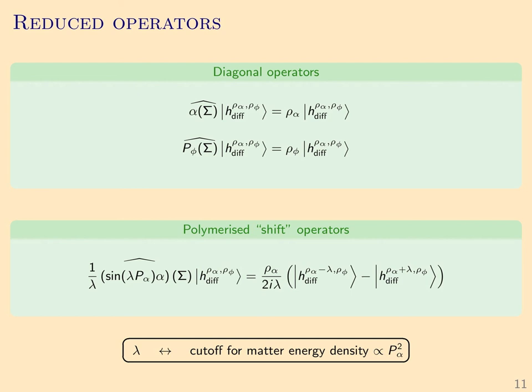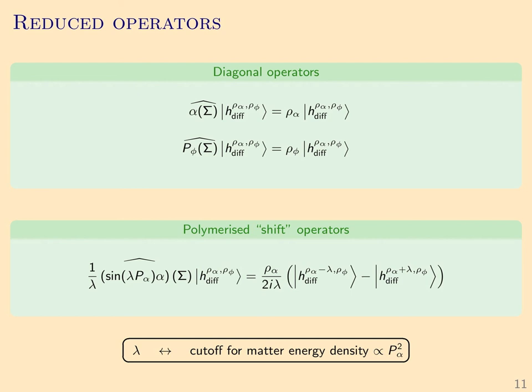So how does it act now on a diff-invariant state? It acts as depicted in this second box. So first the alpha will multiply the state by rho alpha, and then the p alpha will come, which you approximated by two point holonomies. The first one will shift rho alpha by minus lambda, the second one will shift rho alpha by plus lambda, and you will get the additional 1 over 2i, which you got from writing this sine as holonomies.